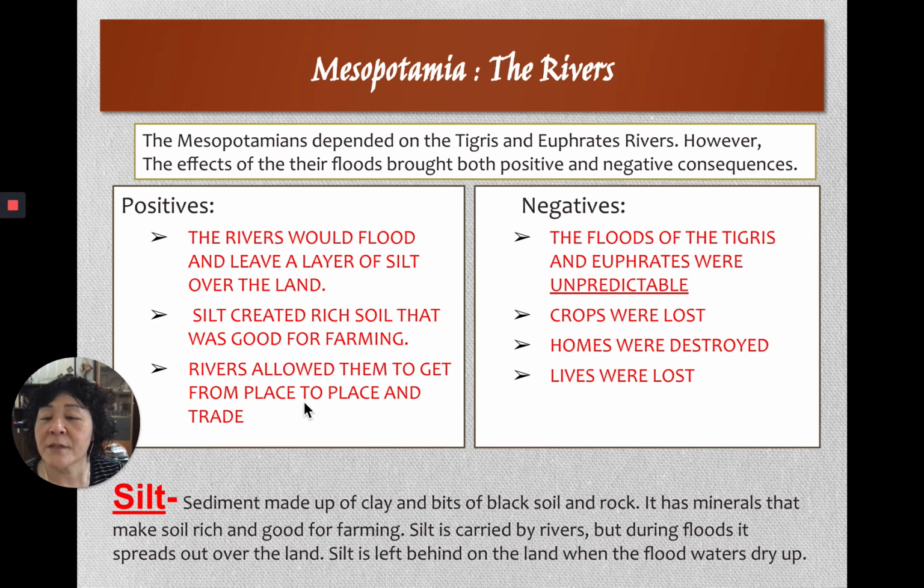One of the positives is that the rivers would flood and leave a layer of silt over the land. Okay? And the silt created rich soil that was good for farming. So it was this layer of nutrient-rich soil so that when you planted seeds or plants in it, they would grow. And then the rivers also allowed them to get from place to place to trade. So those were some of the positives.